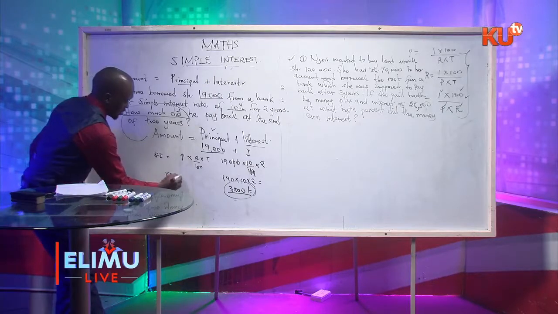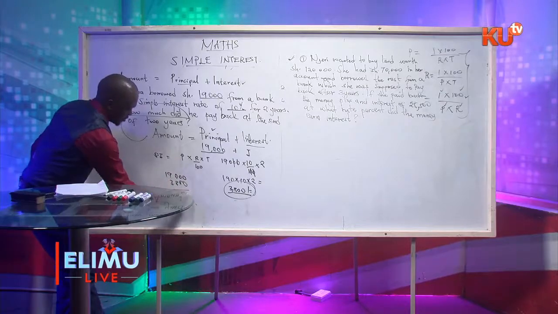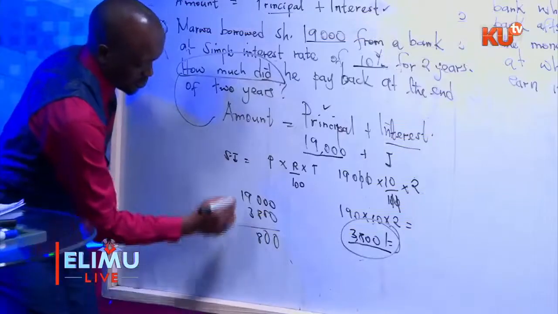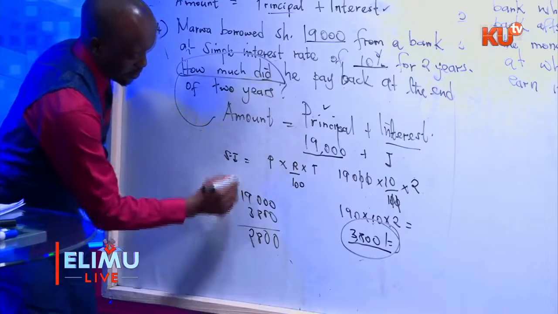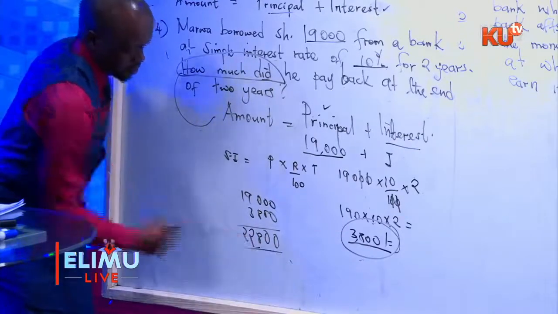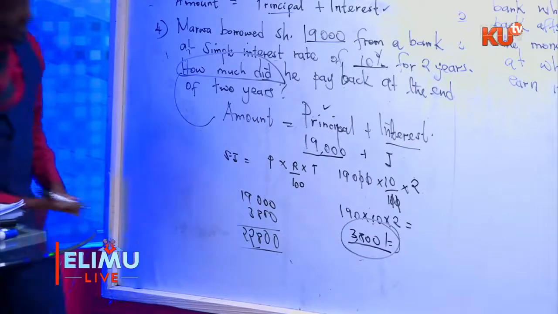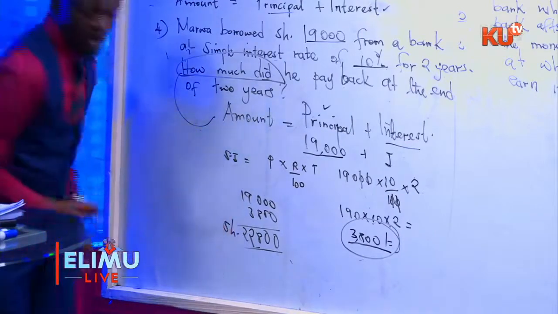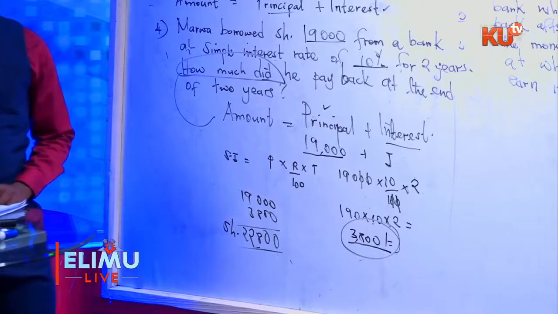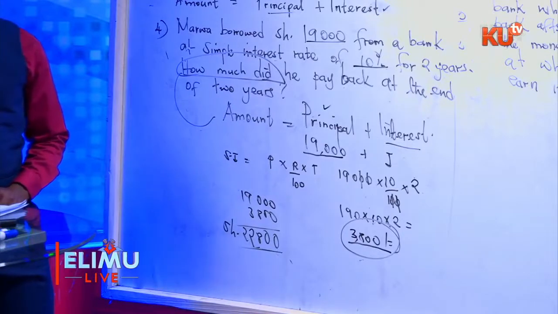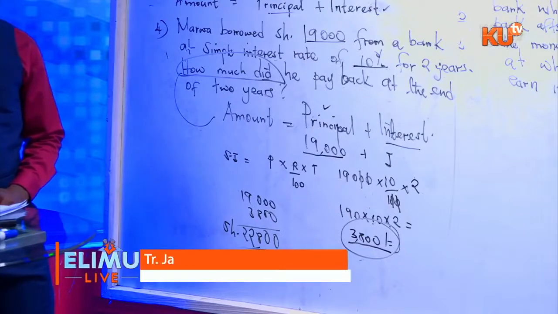19,000 plus 3,800. 0, 0, 8. There are 2. Carry 1. So the answer would be 22,800 shillings. This is the amount. That is the amount.